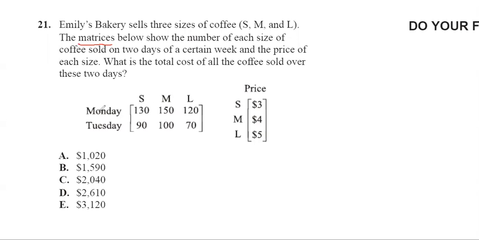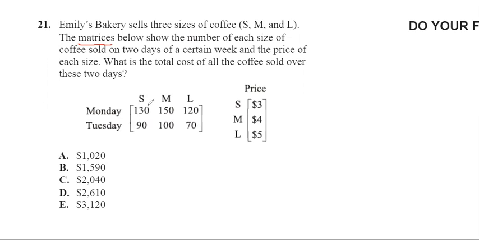The table below shows the number of each size of coffee sold. So that means on Monday, she sold 130 of the small size, 90 of the small size on Tuesday. So these are going to be the number of small size, mediums, and large size. And these are the prices for each size. And what is the total cost for the coffee that she has sold in those 2 days? So that is basically the question.